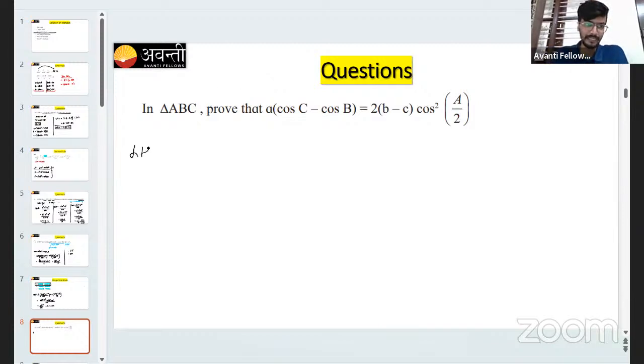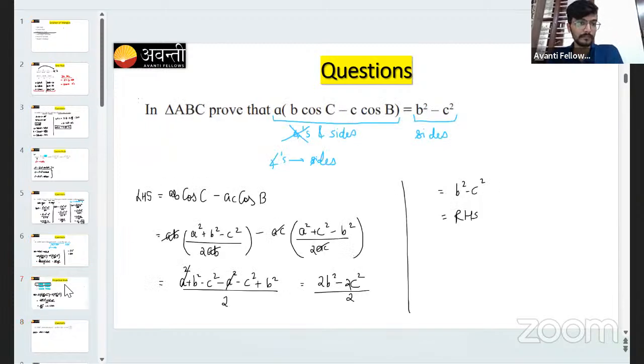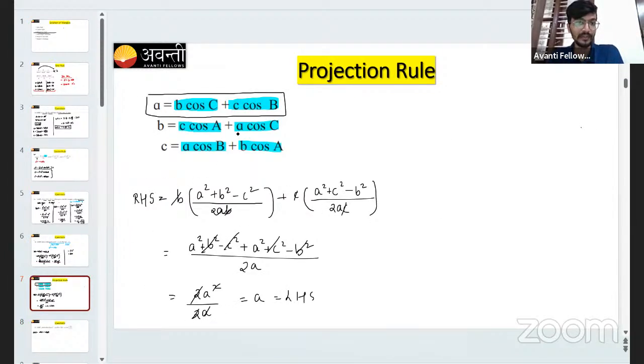See, if I start with the LHS, I have to prove that this is equal to this. If I open the bracket, I see A cos C minus A cos B. Now, this is a very good hint. Why? A cos C, A cos B. To remember the projection rule, A cos C and A cos B. So this is the hint of using the projection rule.